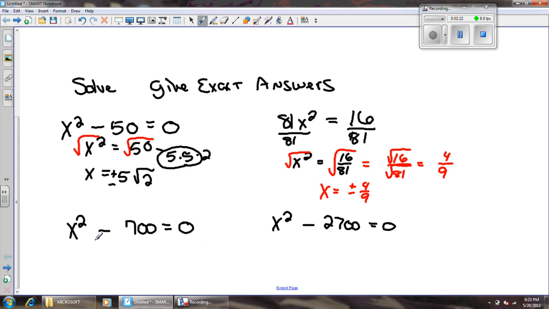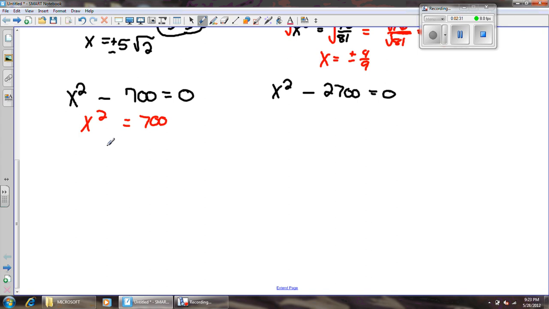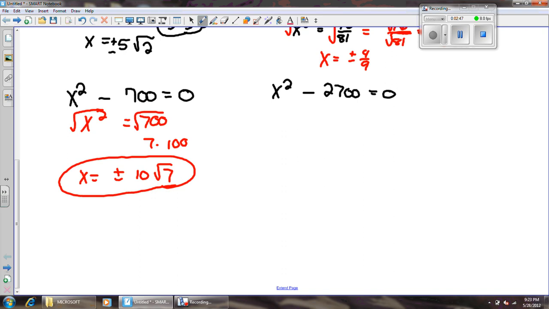All right, this one here, I've got x squared equal to 700. How did I do that? I added 700 to each side. And then I'm going to take the square root of each side. And I know that's going to be 7 times 100. I know that rad 100 is 10. So x is going to equal plus or minus 10 rad 7. There you go.